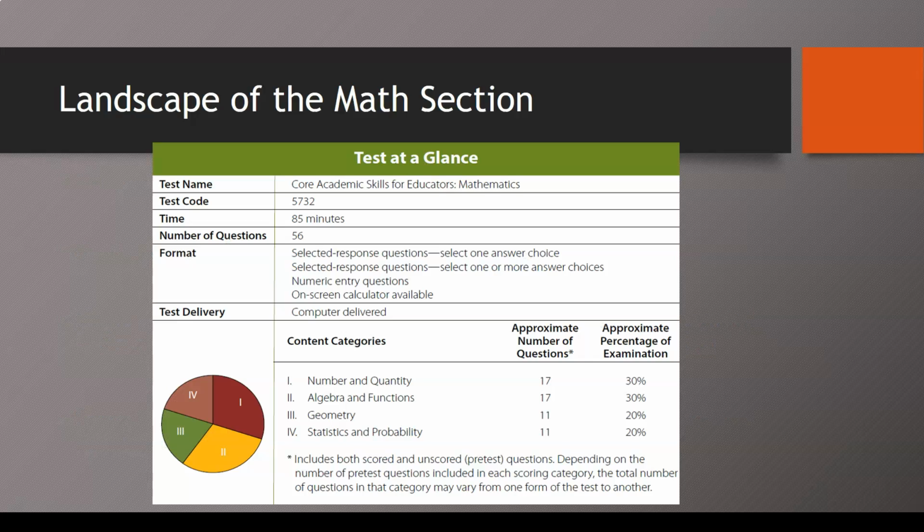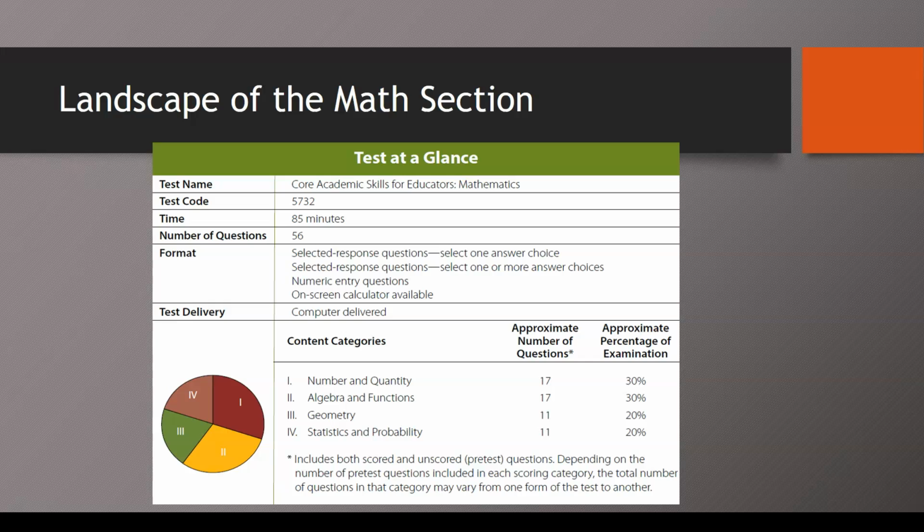In terms of content, number and quantity focus on numbers, the various ways they are represented, place value, properties of whole numbers, operations, and ratios and proportions. Algebra assesses skills in solving equations and inequalities, problem-solving skills, relationships between verbal and symbolic expressions, graphs, and concepts around functions, including domain and range.